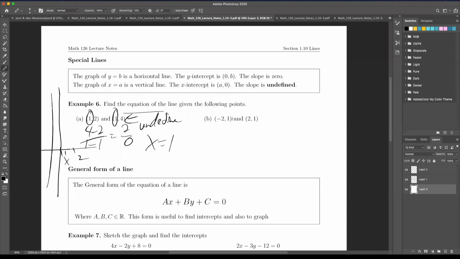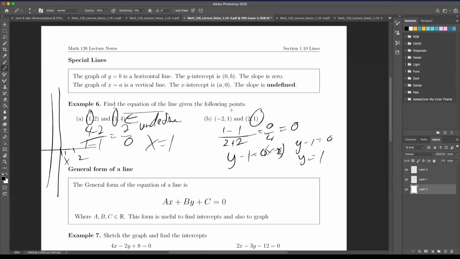Here we can do the same thing again. Here I'll have 1 minus 1 over 2 minus, so minus 2 gives us 0 over 4, which gives us a slope of 0. But a slope of 0 is perfectly fine. We can plug that into our formula. So if I actually put y minus 1 equals 0 times x minus 2, well, that's just y minus 1 equals 0, or y equals 1.